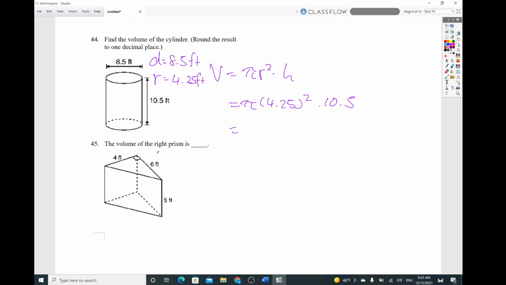Volume of a right prism. The way to do it, again, is the area of the base times the height. In order to get the area of the base, we do know the base is a right triangle. The area of a triangle is 1/2 times base times the height. So 1/2 times 4 times 6. And then the height of the prism, which is 5. So 1/2 times 4 is 2, 2 times 6 is 12. 12 times 5 is 60.